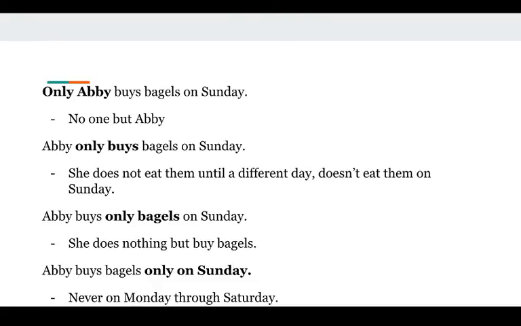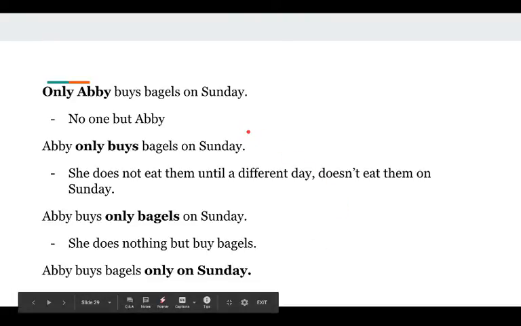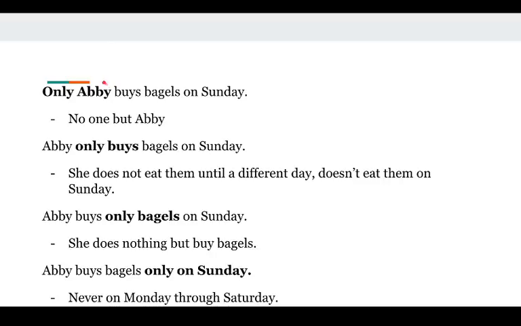So here in the sentence, only Abby buys bagels on Sunday. So no one but Abby is buying bagels on Sunday because we're saying only Abby buys bagels on Sunday. But if we move the "only" to after Abby, we have Abby only buys bagels on Sunday. So she does not eat them until a different day, or she doesn't eat them on Sunday. So again, we have "only buys." So "only" is modifying "buys" here. So we know that Abby only buys bagels on Sunday.